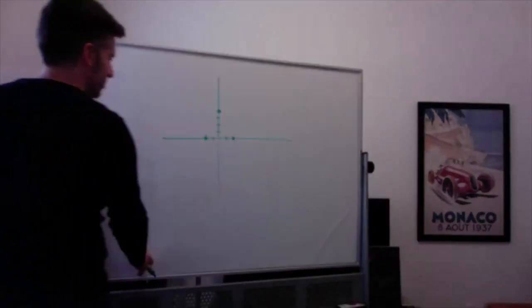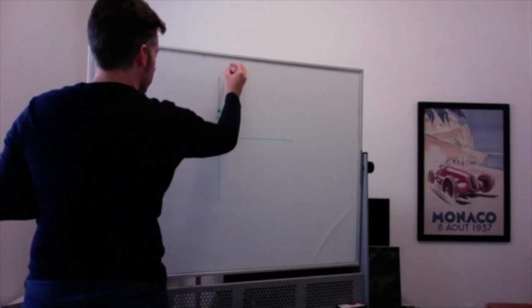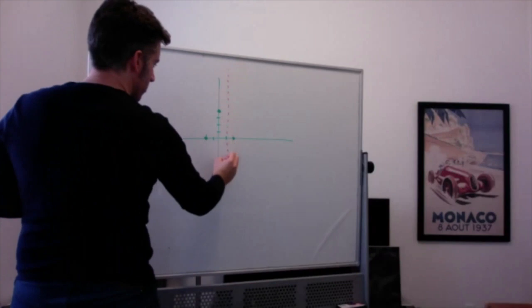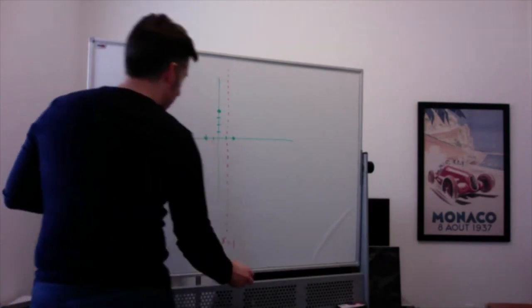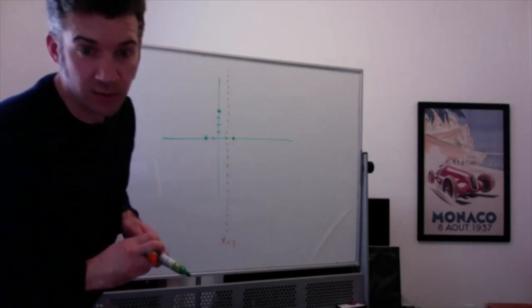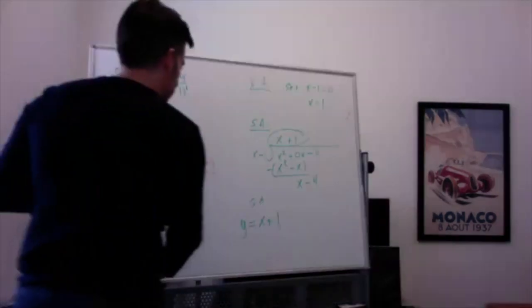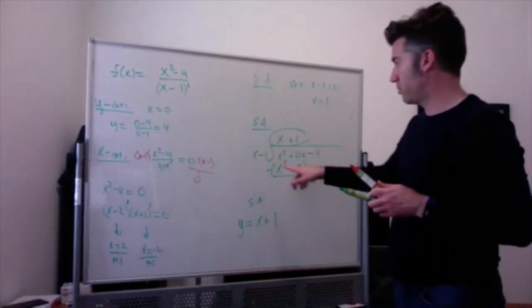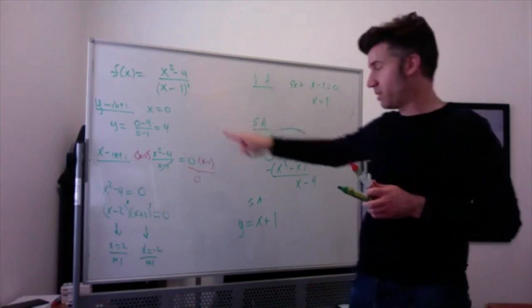Let's draw it in different colors to be fun. And the slant asymptote of y equals x plus 1. Where did the 1 come from? X plus 1. Sure thing. So, right, we were dividing x squared minus 4 by x minus 1.